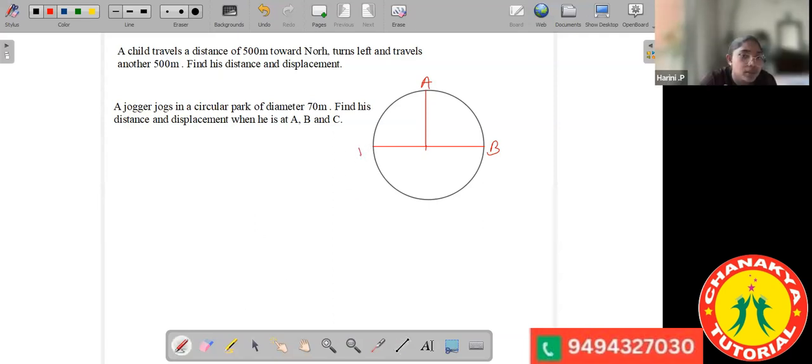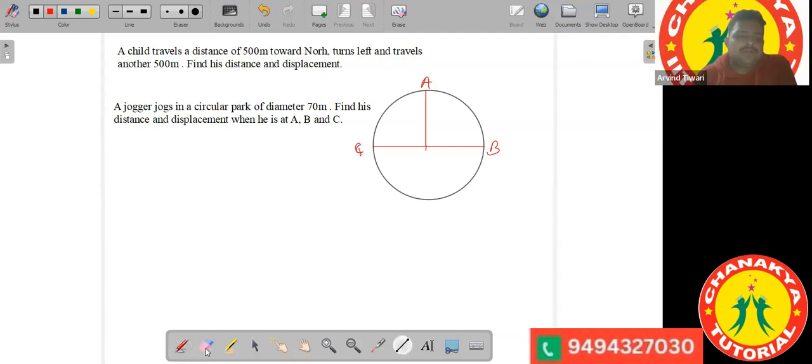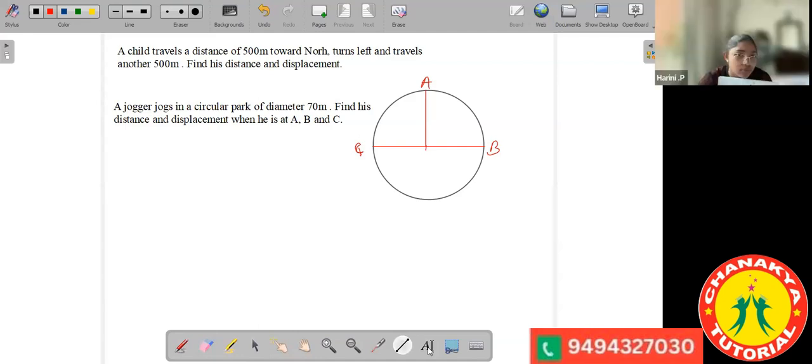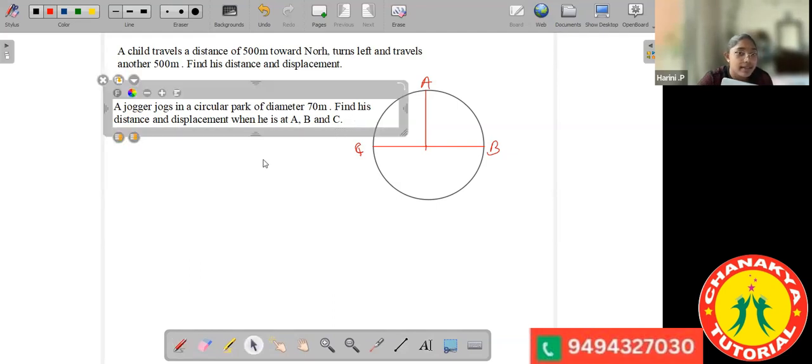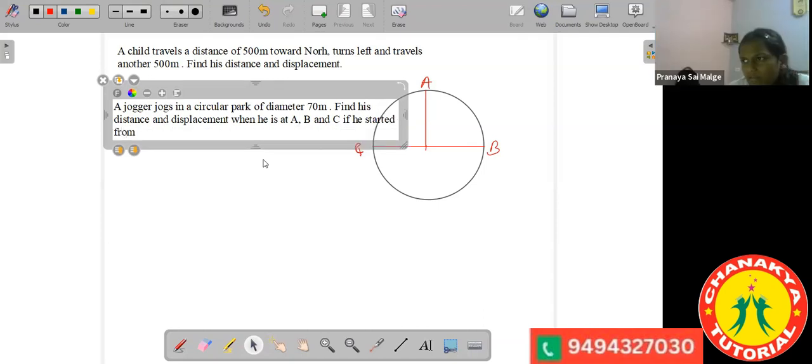So for the first one, the root is not a perfect square. So what's the answer you are getting? Sir, I got 612. Distance it's 1000 meters and displacement is 707 point something. Sir, I'm getting 612 point something.